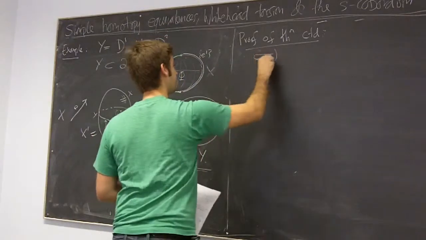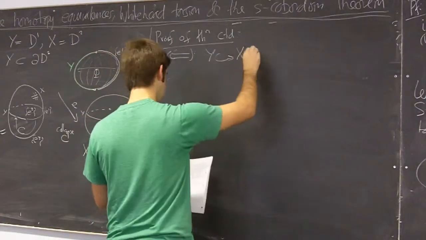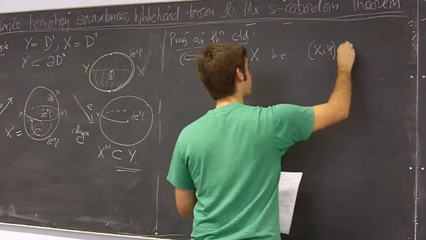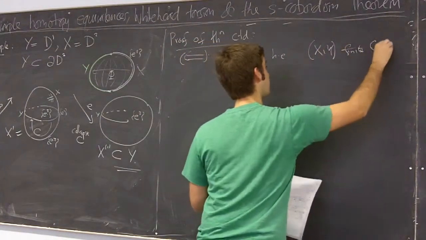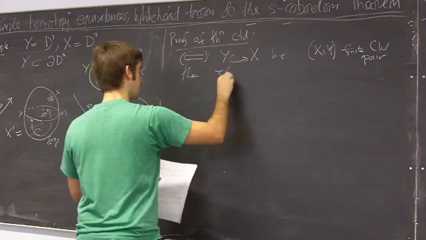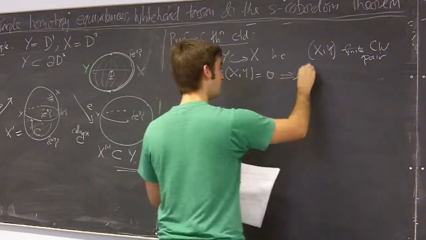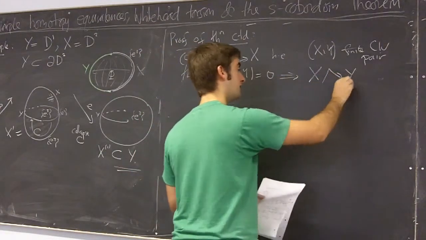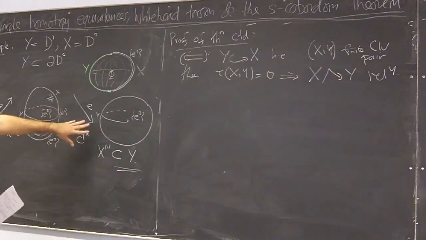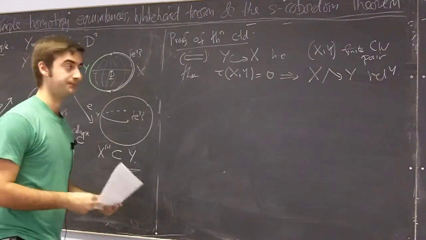So we want the right to left direction. Let me remind you what that was. If we have a CW pair, Y includes into X as a homotopy equivalence, this is a finite CW pair, then the torsion being 0 implies that X is simple homotopy equivalent to Y, rel Y. So actually all these superfluous cells we had in X that weren't in Y can all be collapsed to give Y without changing Y.